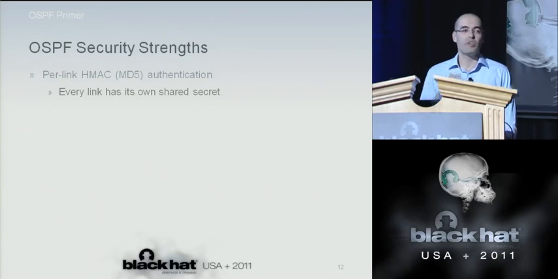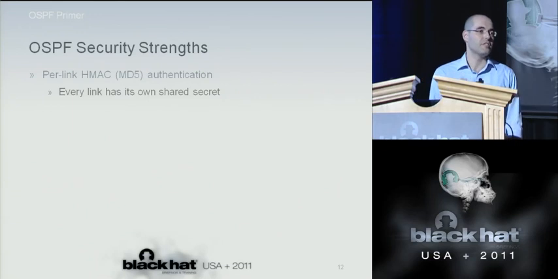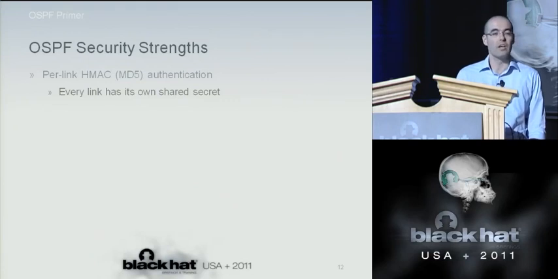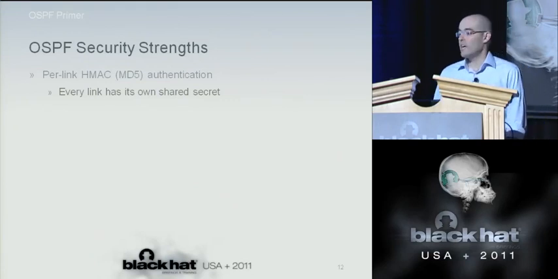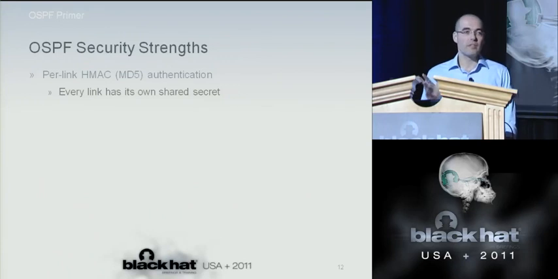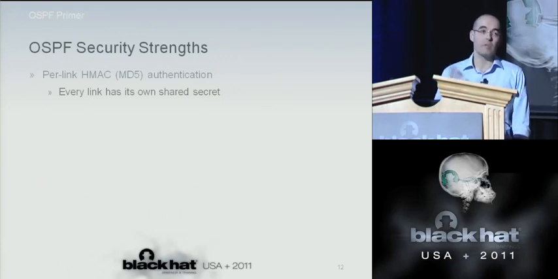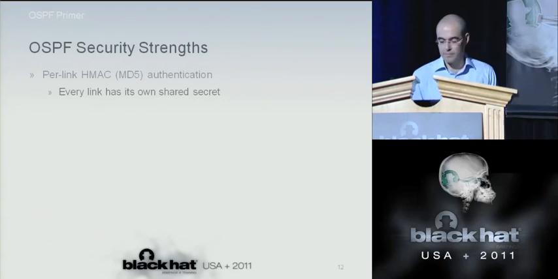Since OSPF did not define an automatic procedure to manage these secrets, network administrators are forced to configure these secrets manually in each and every router, which means that in many deployments in autonomous systems, these secrets are the same for all the links in the autonomous system, but it doesn't have to be that way.